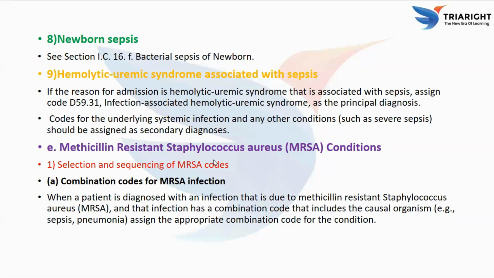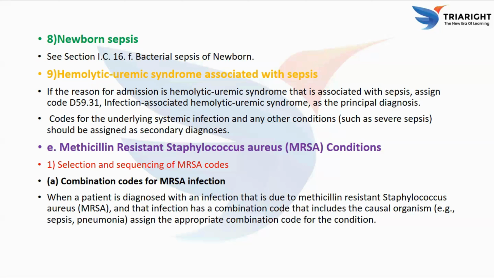So the next guideline is about methicillin resistant Staphylococcus aureus, that is the MRSA condition. So how to code MRSA infections properly? The first one is selection and sequencing of MRSA codes. So how do you select, how do you sequence the MRSA codes? There are two main possibilities. The first one is combination codes, which is most preferred, and second is MRSA plus specific B95.62 plus infection code, when a combination code does not exist.